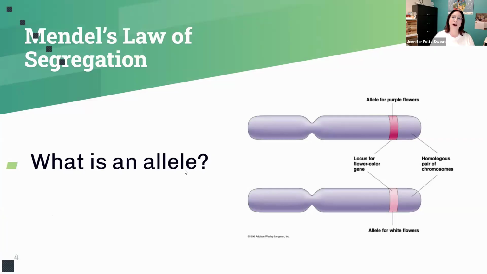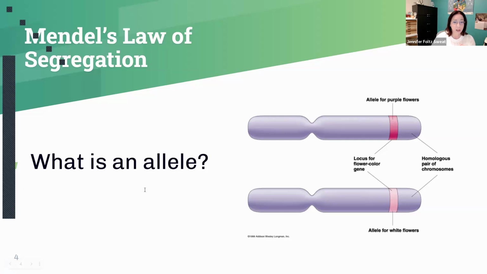So we talked about alleles when we went through mitosis and meiosis. Remember that an allele is an alternative version of a gene. Let me write that down for you. That's the technical definition. So write that down and I'll explain it a little more.